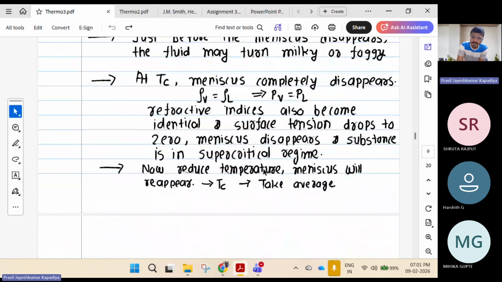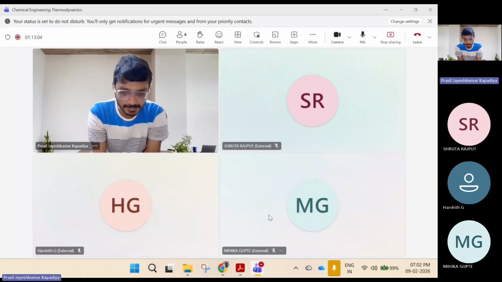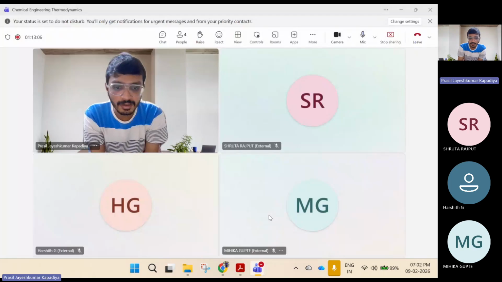I will reduce the temperature and the meniscus will reappear, and that will be my critical temperature. So if I experimentally take the average, I can find the critical point. Okay, is this clear to everyone? This experiment is very easy to understand.